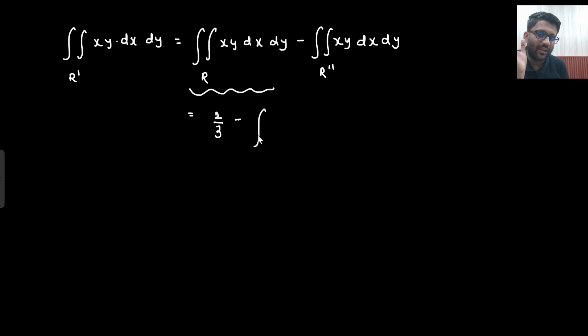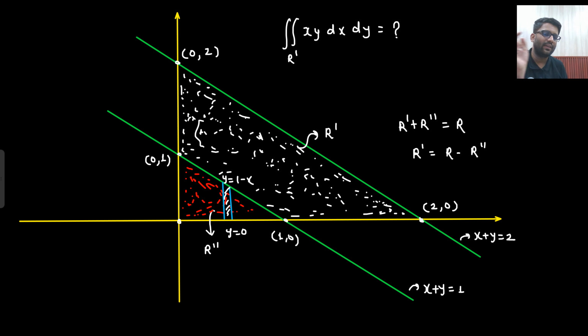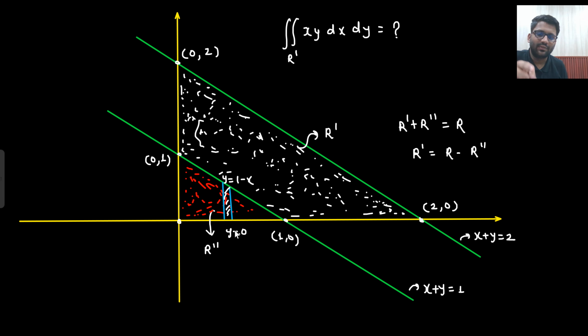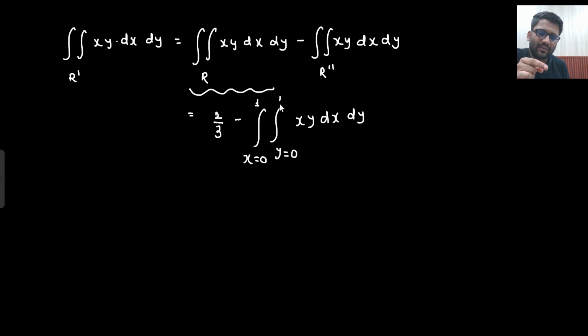So now our target would be to calculate the double integral of xy dx dy, taking the limit of x from 0 to 1 and taking the limit of y from 0 to 1 minus x. There you go. So I need to solve only this integration now, which has become much easier than this particular thing.